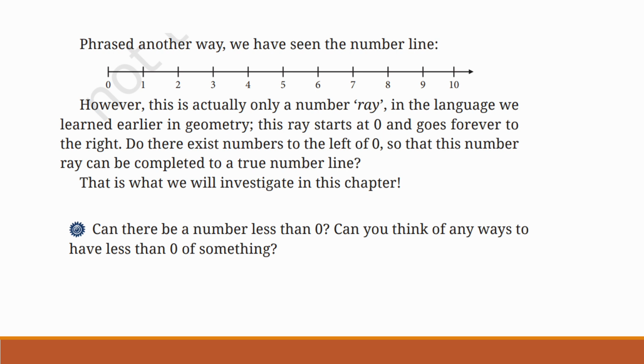Phrased another way, we have seen the number line. See this number line, we have already studied this number line. However, this is actually only a number ray, in the language we learned earlier in geometry. This ray starts at 0 and goes forever to the right. Do there exist numbers to the left of 0 so that this number ray can be completed to a true number line? That is what we will investigate in this chapter.